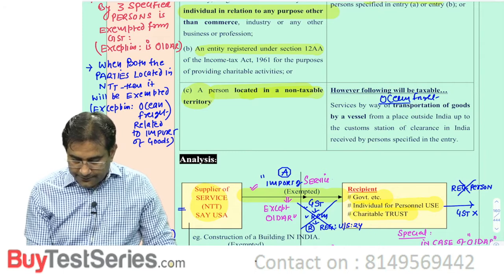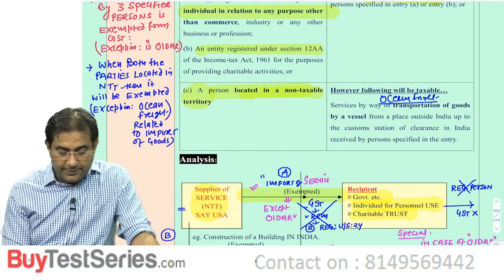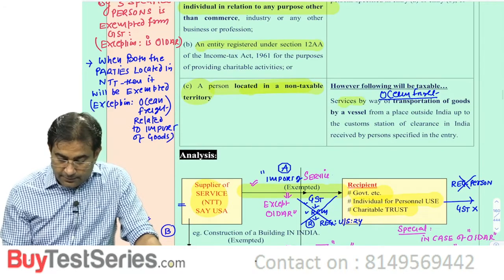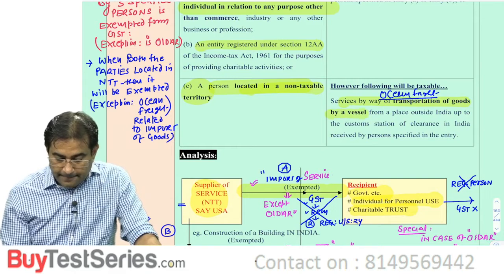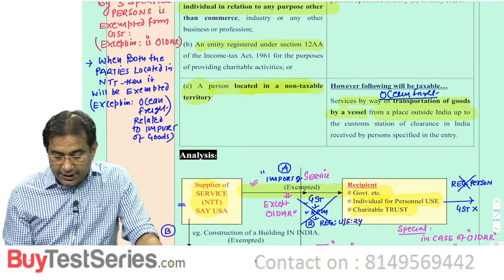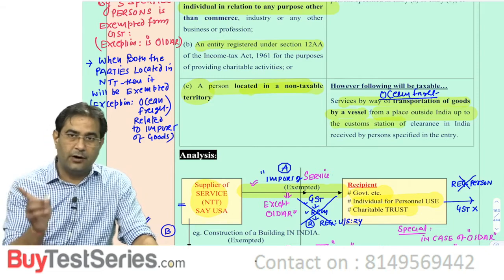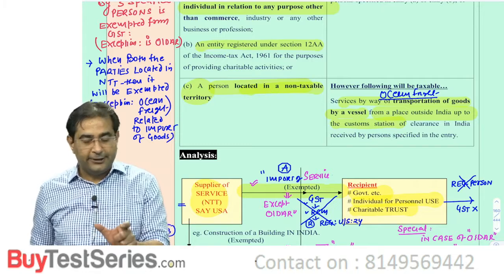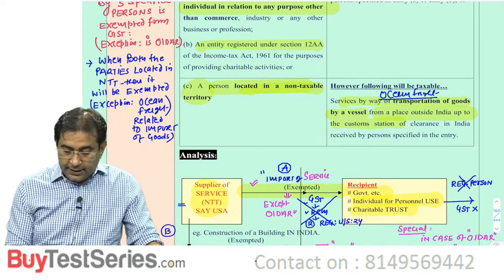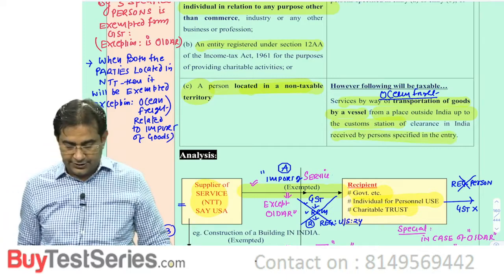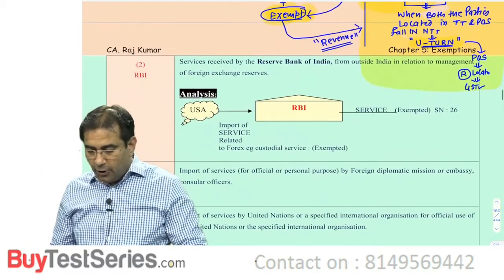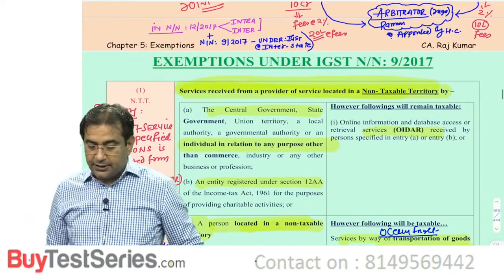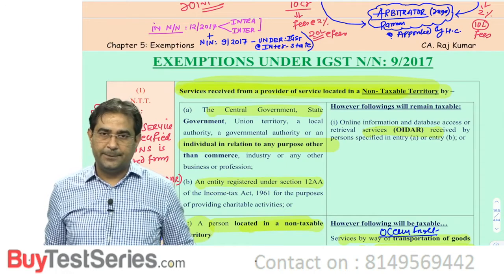Ocean freight. That is, however, the following will be taxable: service by way of transportation of goods by vessel from a place outside India up to the customs station, that is, ocean freight with respect to import of goods received by a person specified in the entry, right? Okay, sir, no issue at all. Now the discussion is over. The first point of notification number 9/2017 has been completed, right?